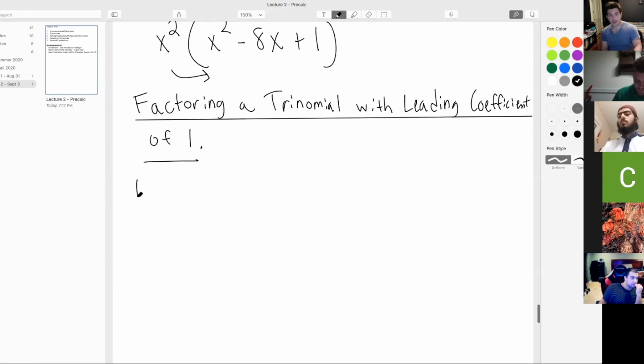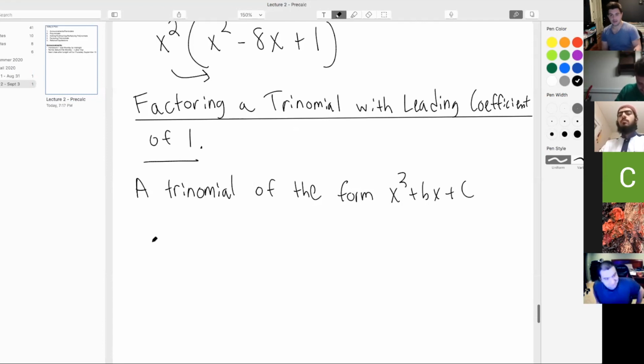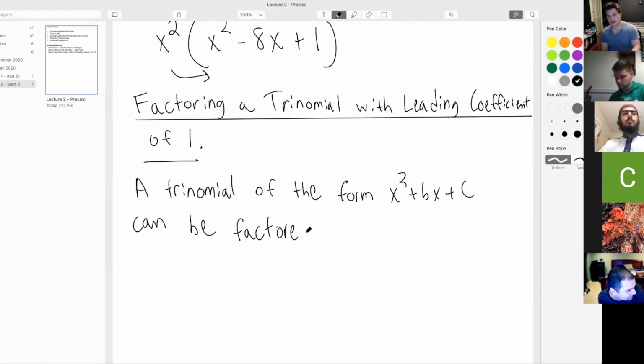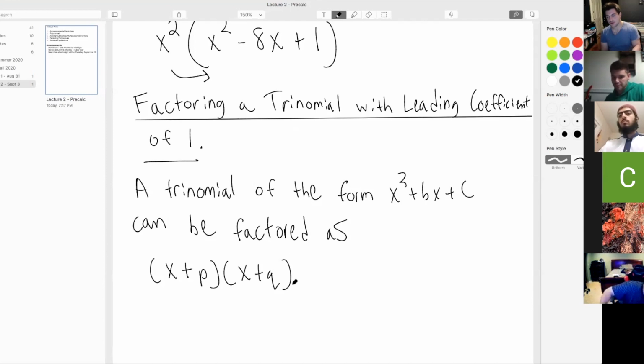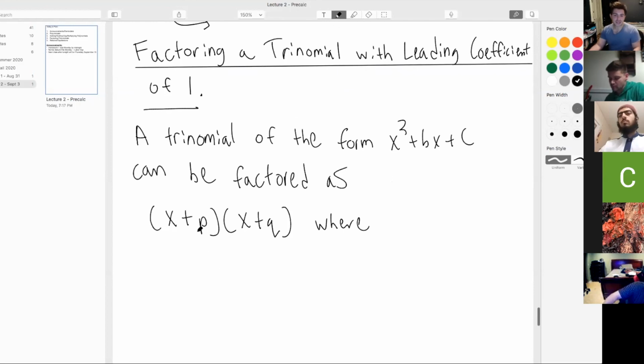So here we go. A trinomial of the form x squared plus bx plus c, that's a trinomial with leading coefficient 1, can be factored as x plus p multiplied by x plus q, where these numbers p and q have some special properties: the product pq is equal to c, the constant term, and their sum, p plus q, is equal to the b coefficient.